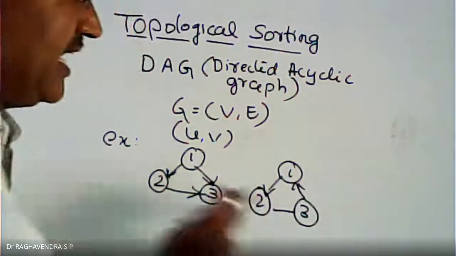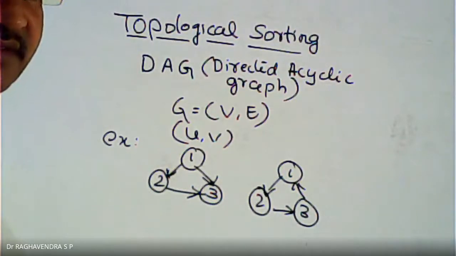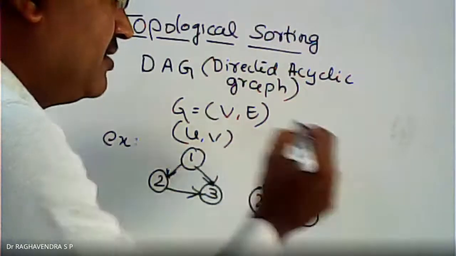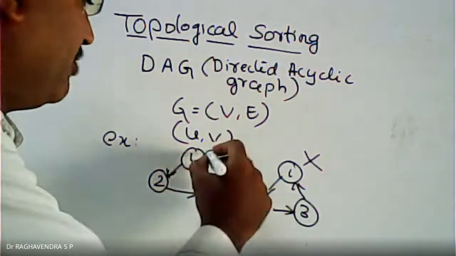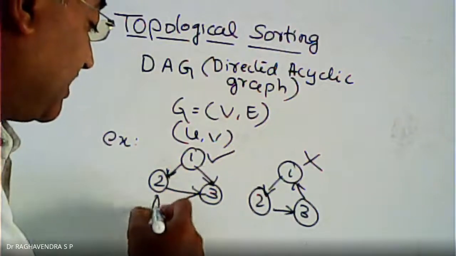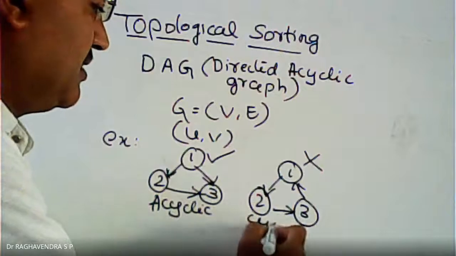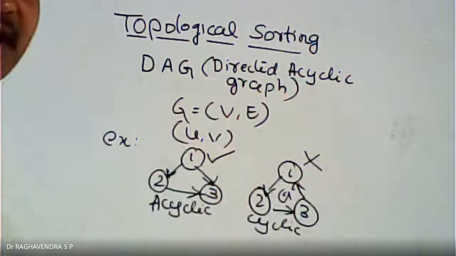whether this is cyclic or acyclic. This is cyclic. So in this case, we cannot take the topological ordering. Topological ordering can be obtained only in an acyclic graph. So this is acyclic, whereas this one is cyclic. What does that mean? There is a loop back. You can go back.